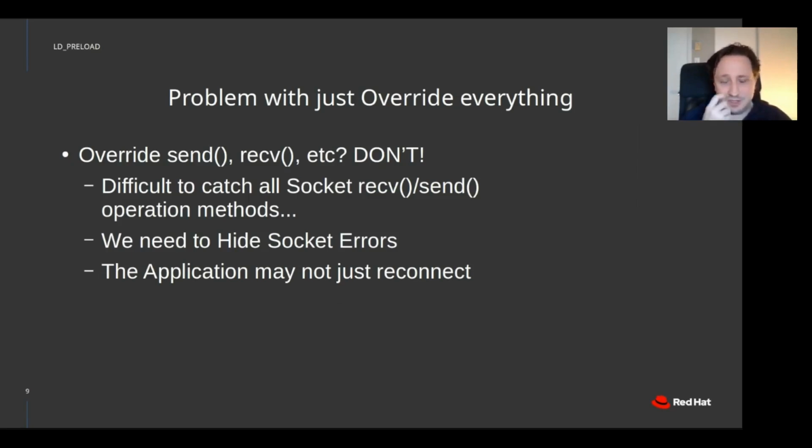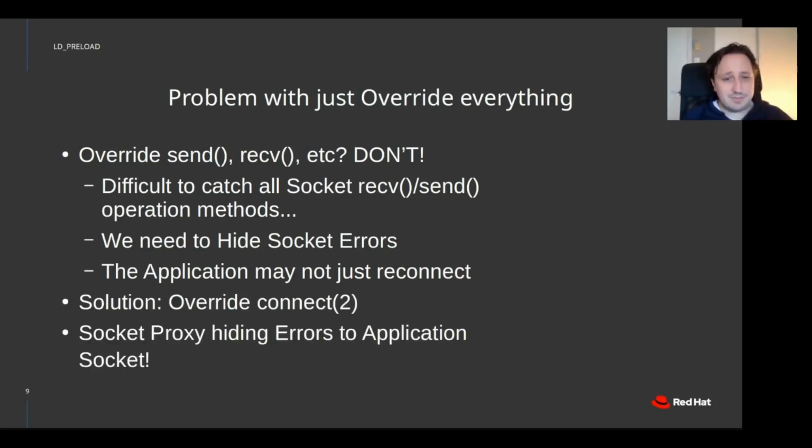So we need to hide also the socket errors. When we get a socket error on a send, then the file descriptor becomes unusable, and we need to reconnect, and we need to hide all this mechanism from the application. So the solution here is to override only connect and use a socket proxy.